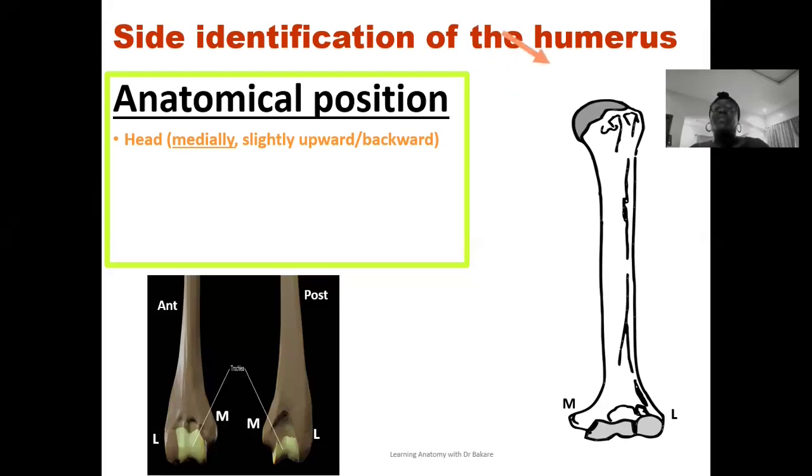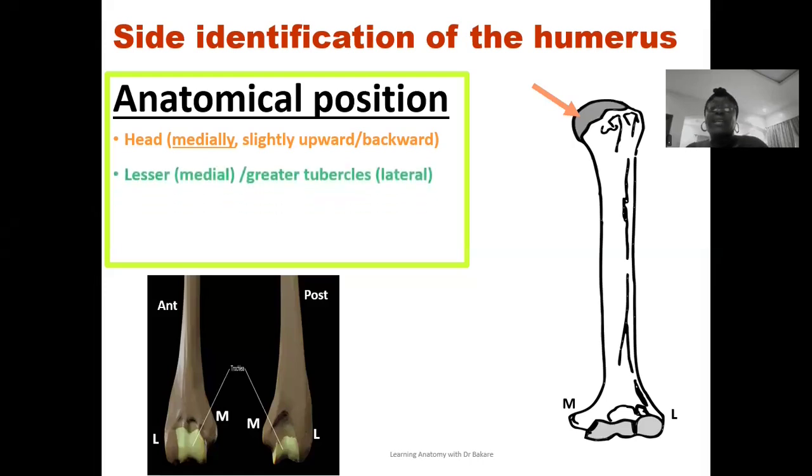So the head of the humerus is what is arrowed here in this image. You can see that this head is directed medially so that it can perfectly fit into the glenoid cavity of the scapula, because the sole essence of the head of the humerus is to create the shoulder joint. Other factors that will be considered when the head is directed medially is also that it is slightly upward and also backward. This slight upward direction and also backward direction is for it to perfectly align and be placed into the glenoid cavity of the scapula.